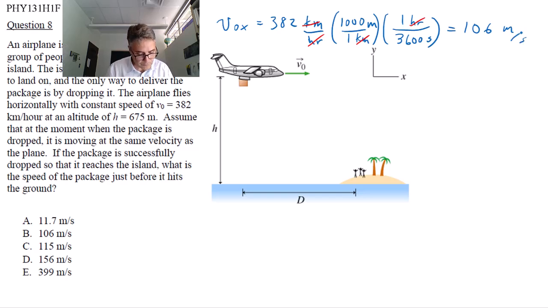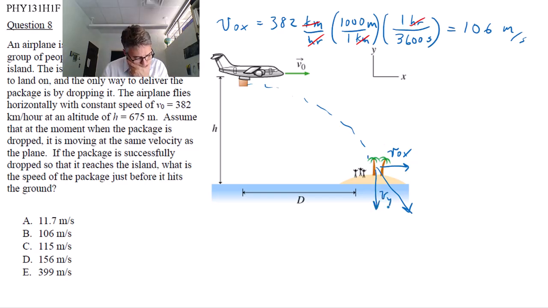Okay, good. So that's SI units. Assume that at the moment when the package is dropped, it is moving at the same velocity as the plane, at rest relative to the plane. That makes sense. If the package is successfully dropped so that it reaches the island, what is the speed of the package just before it hits the ground? So there'll be 2 components to this speed. One is this v0x, which we just worked out, because that doesn't change if there's no air resistance. And then there'll be the vy.